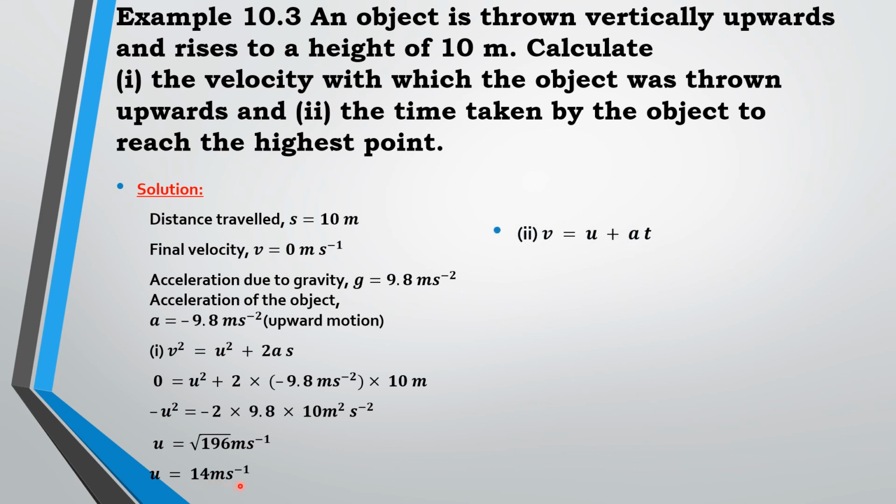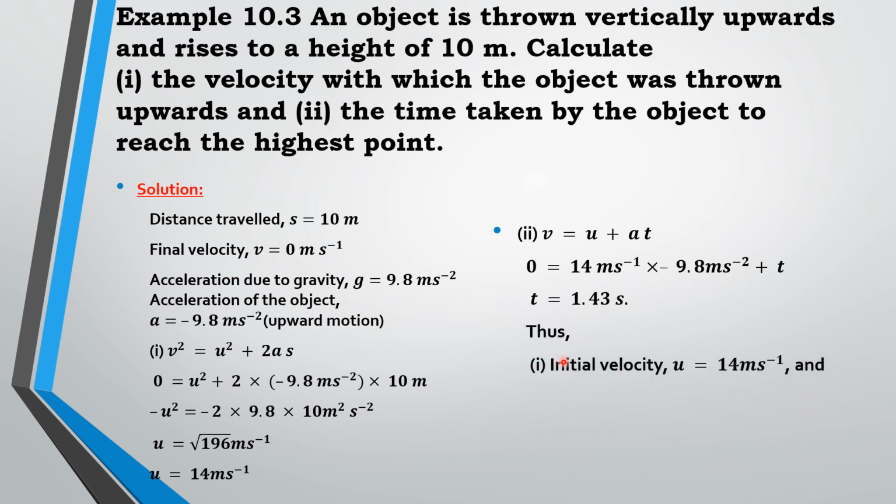Second, we have to find the time taken. So v is equal to u plus at. Now we know the initial velocity, final velocity and the acceleration of the object. Substituting those values in this formula, we will get the time. So 0 is equal to 14 meter per second minus 9.8 meter per second square into t, which gives the value of t as 1.43 seconds. So the initial velocity u is equal to 14 meter per second and the time taken is t equal to 1.43 seconds.